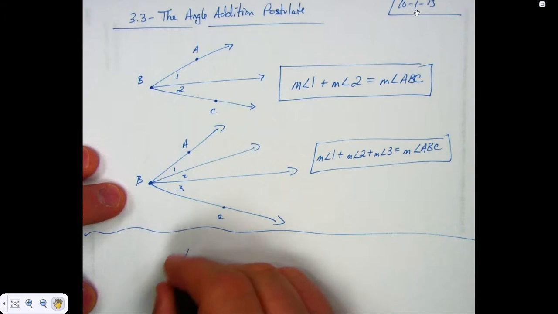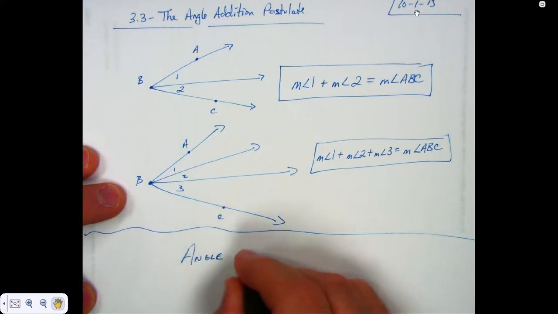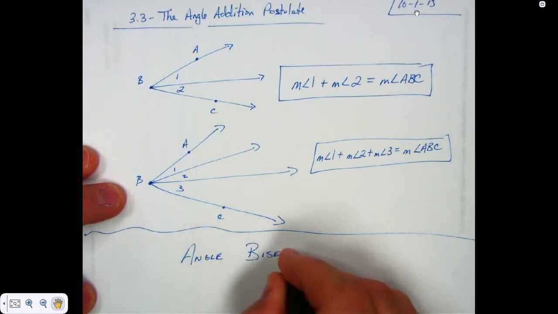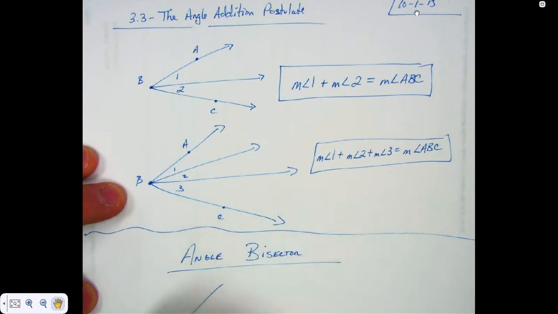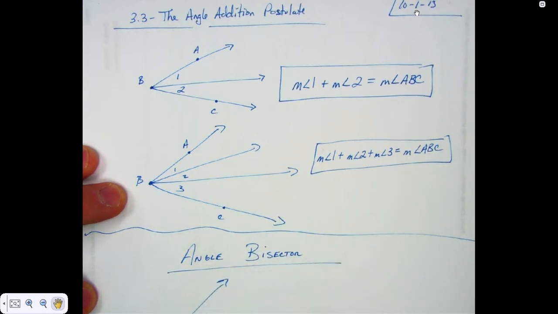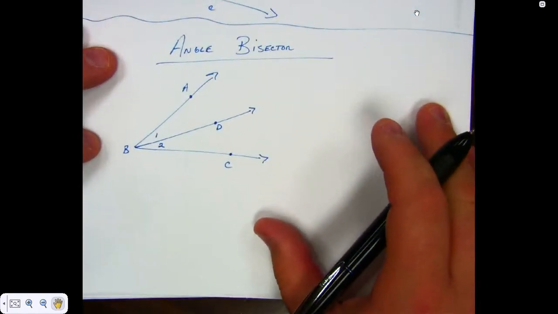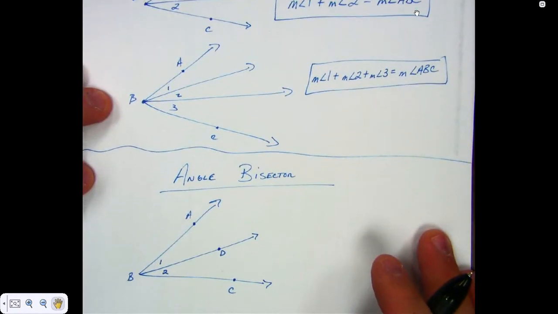The other thing we need to talk about is called an angle bisector. Did you guys not have this down yet? I got one more thing to write. Okay. Alright, thank you, Coach. Okay.